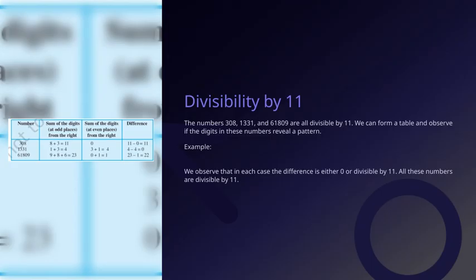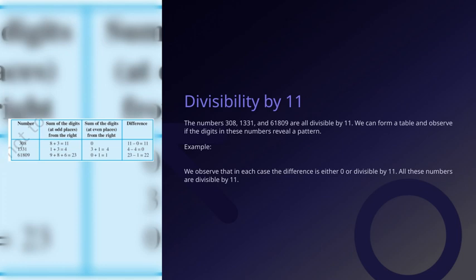For example, the numbers 308, 1331, and 61,809 are all divisible by 11. To see if there's a pattern, we can create a simple table and analyze the digits of each number. What we observe is that, in each case, the difference between the sum of the digits in the odd positions and the sum of the digits in the even positions is either 0 or a multiple of 11.